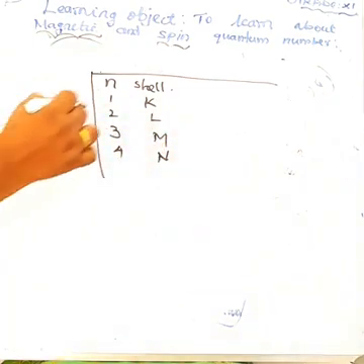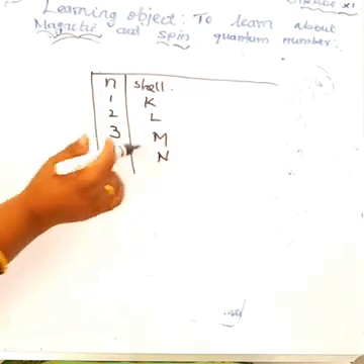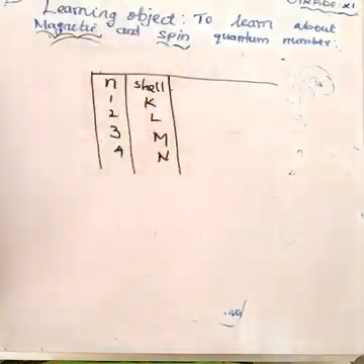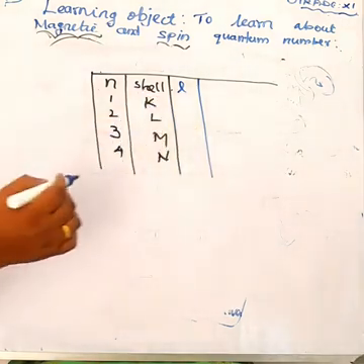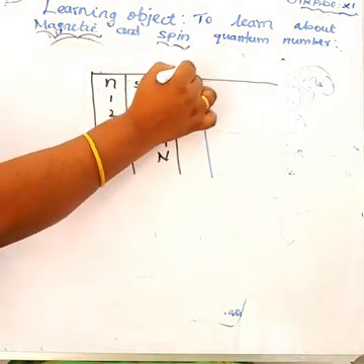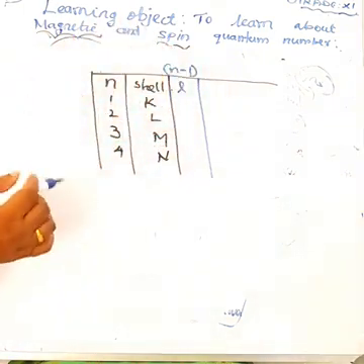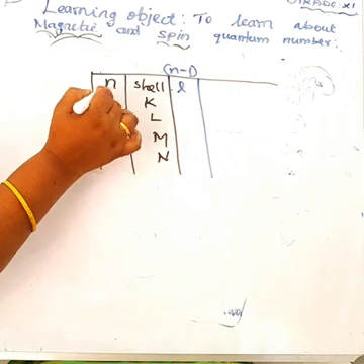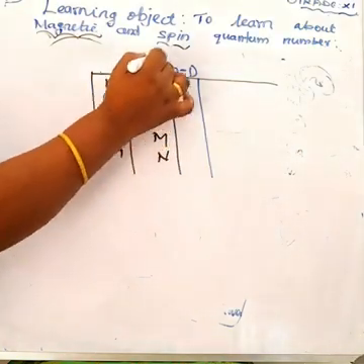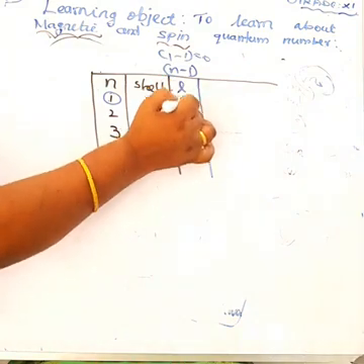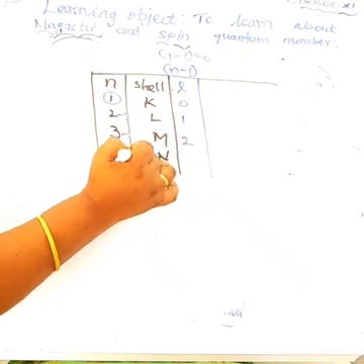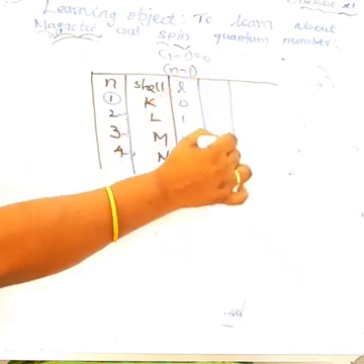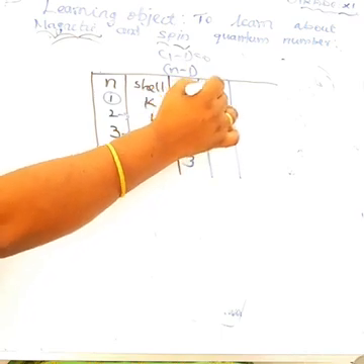Okay, and then the azimuthal quantum number. It is denoted by l, and its values range up to n minus 1. So when n is equal to 1, l is 0. When n is equal to 2, l is 1. When n is equal to 3, l is 2. When n is equal to 4, l is 3. Each l value represents a subshell.